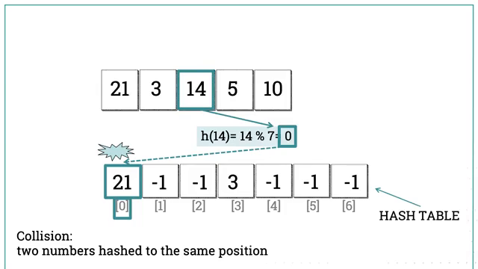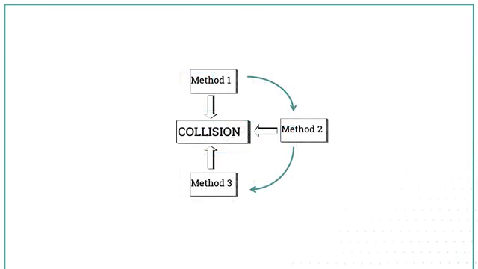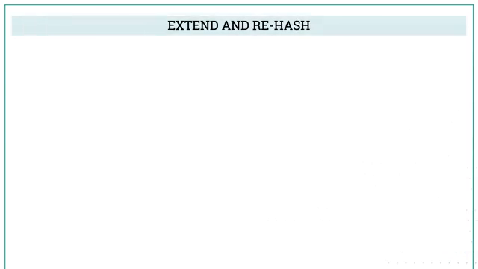When we do not know the numbers to be stored beforehand, and this is the most common situation, collisions are inevitable. Given that collisions cannot be avoided, how can we deal with them? In this lecture, we will look at 3 collision resolution methods. The first method is known as extend and rehash, and it consists of 3 steps. Firstly, we must enlarge the hash table, which corresponds to the extend part of the method's name.